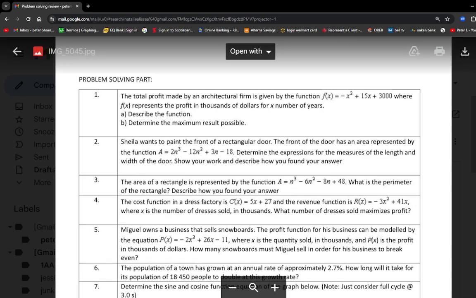So again, max height of a ball is completing the square, or minus b over 2a to find x, or partially completing the square to find x and plugging into the equation. Break even is factoring, and if you can't factor, the quadratic equation.